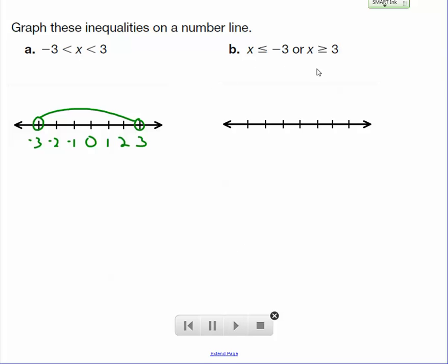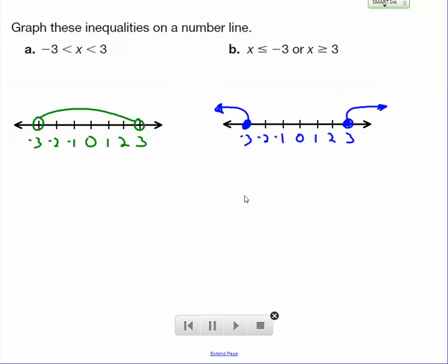or equal to -3 or x is greater than or equal to 3. Show you what this looks like. First of all, let's scale our number line. Scale it the same. It says x is less than or equal to -3. Now, or equal to, that means it's a closed dot. Less than would be an arrow to the left. And or x is greater than or equal to 3. So that would be a closed dot because it's or equal to. And greater than means an arrow to the right.